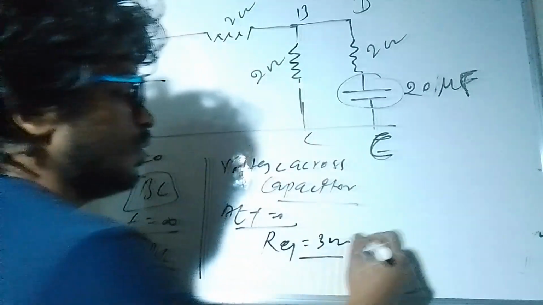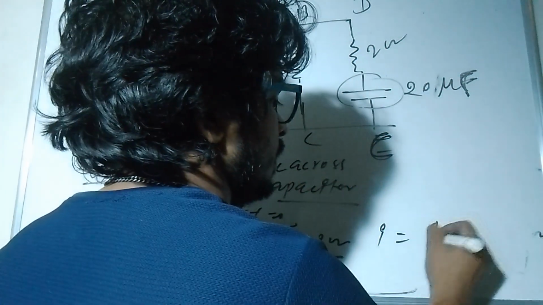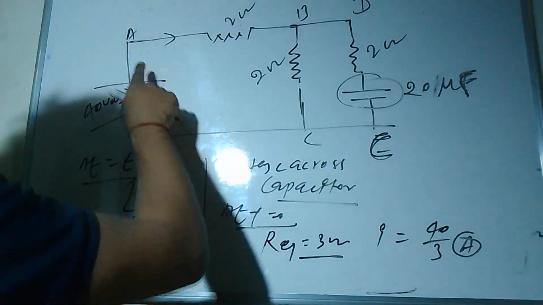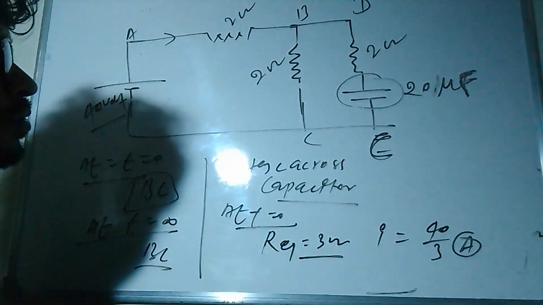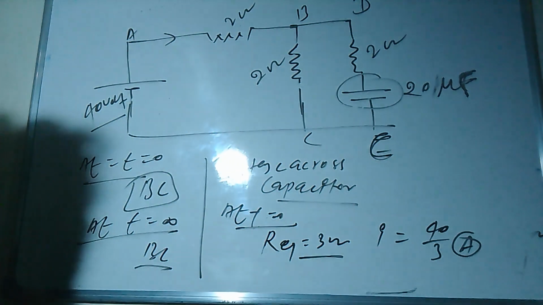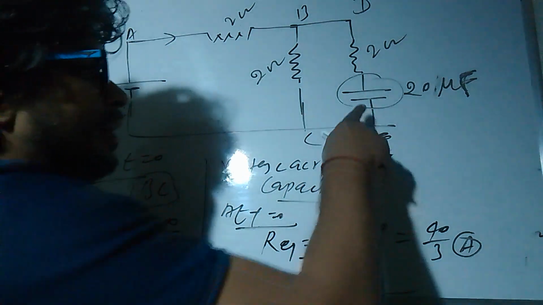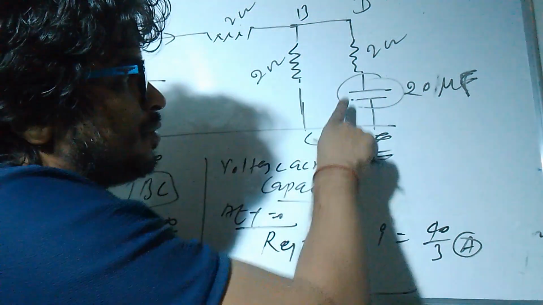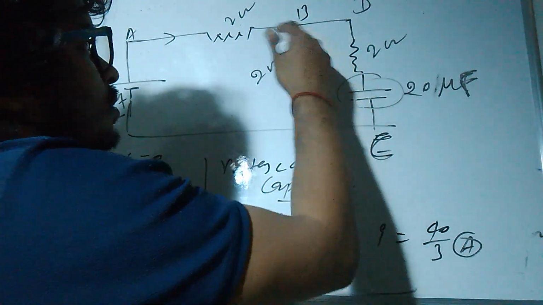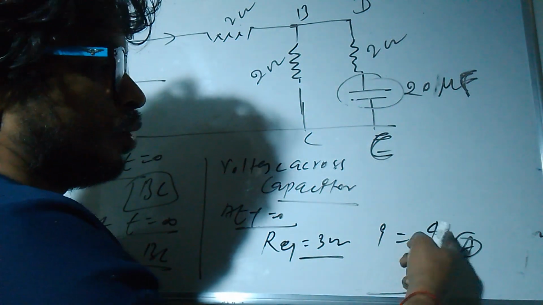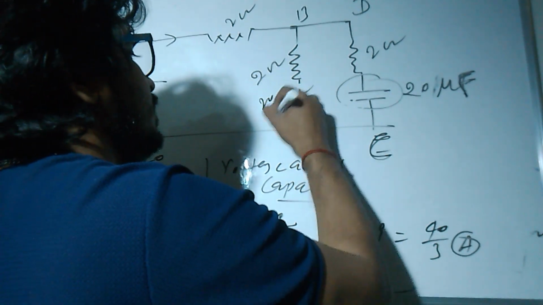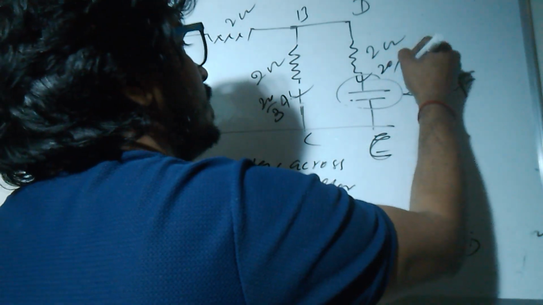From here you can find the current, which will be 40 by 3 ampere. This 40 by 3 ampere current will pass through AB. Because at t equals 0 it is a closed circuit, the current will distribute across the two branches. Dividing 40 by 3 into 2 equal parts because of the 2 ohm resistors, we get 20 by 3 ampere across each.